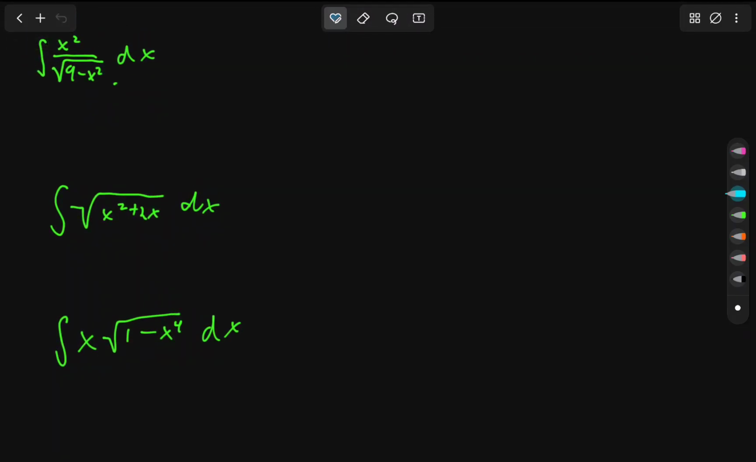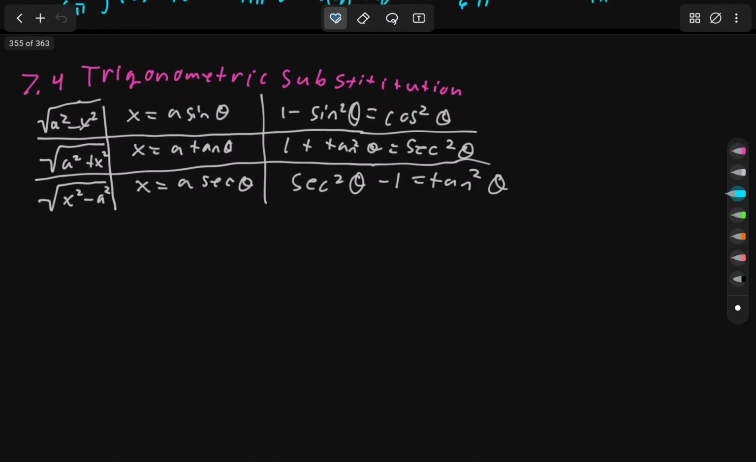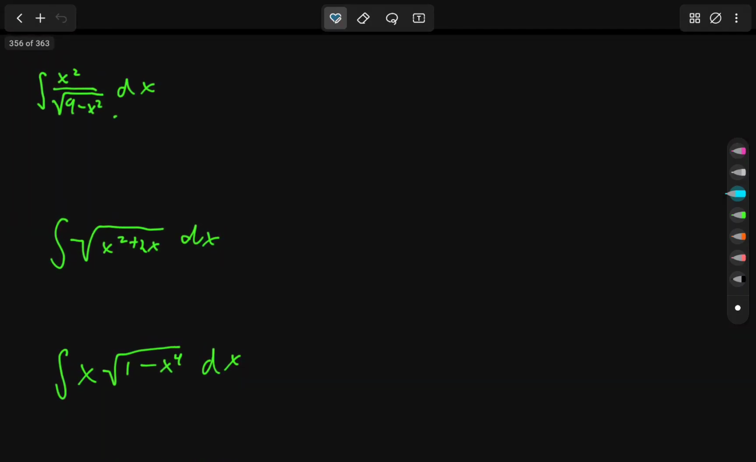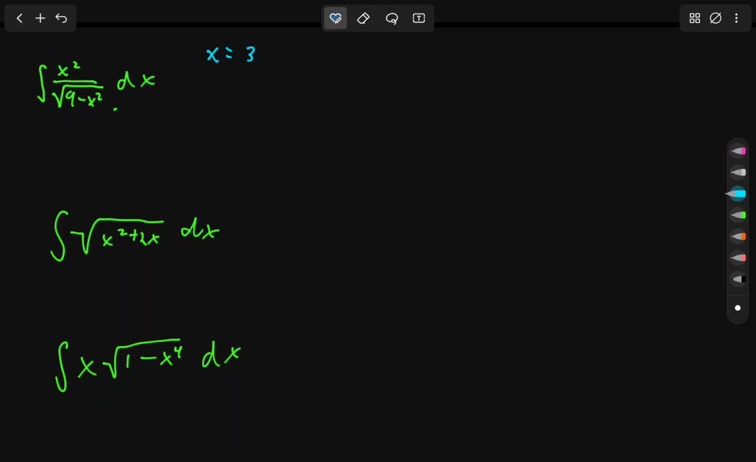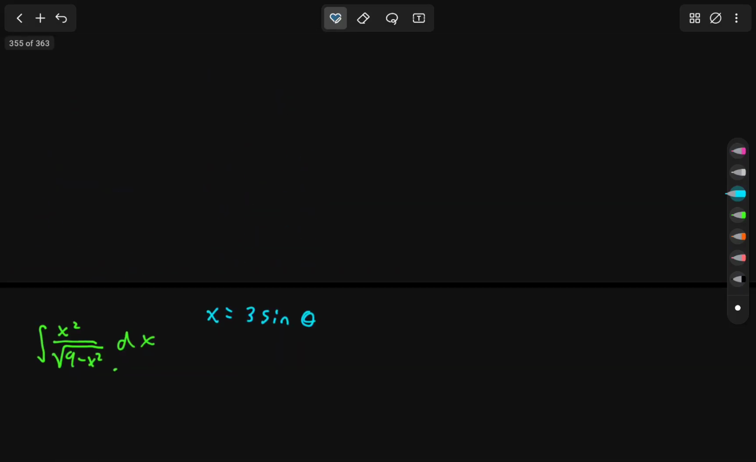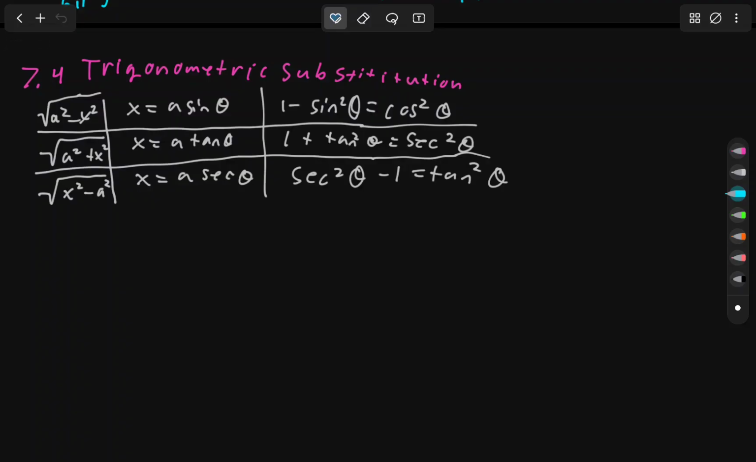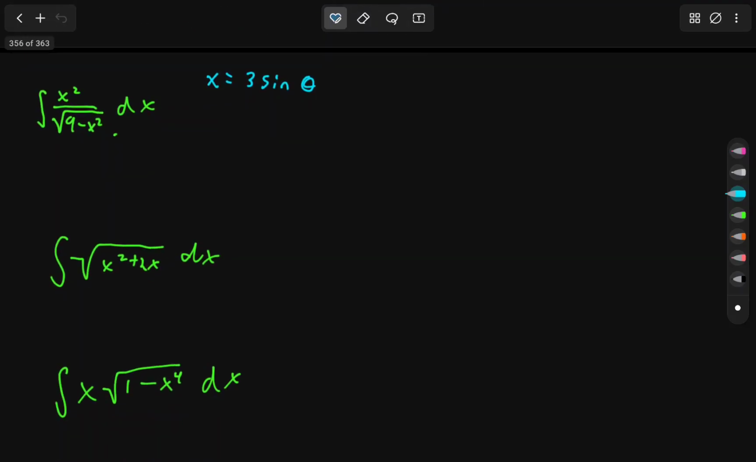So in this example, we're given 9 minus x squared. This is in the same form as a squared minus x squared. So our a squared is 9, so that means our a is 3. So x is going to be equal to 3, and because we have 9 minus x squared, we're going to use sine of theta. Because now this will allow us to use the trig identity 1 minus sine squared theta is cosine squared of theta.